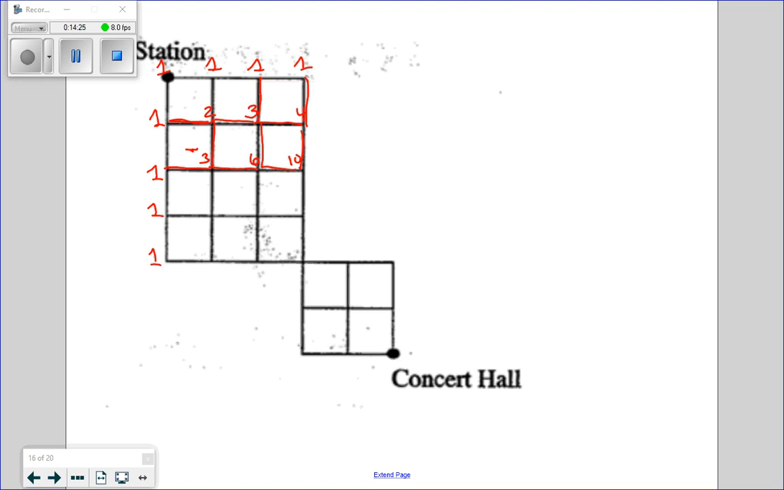So remember that first diagram there, that was our first question, right? 10 ways to get from point A to point B. Okay, so we're going to keep going. 1 plus 3 is 4. 4 plus 6 is 10. 10 and 10 is 20. 1 and 4 is 5. 5 and 10 is 15. 15 and 20 is 35.